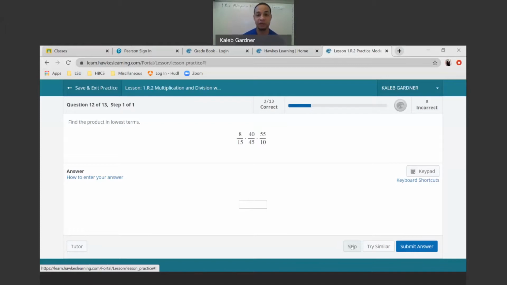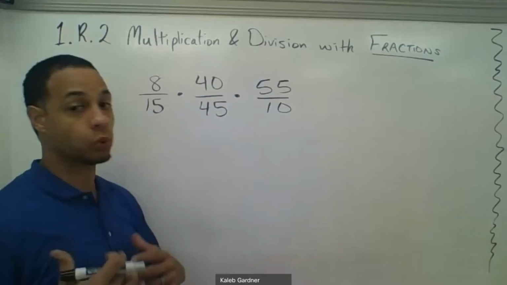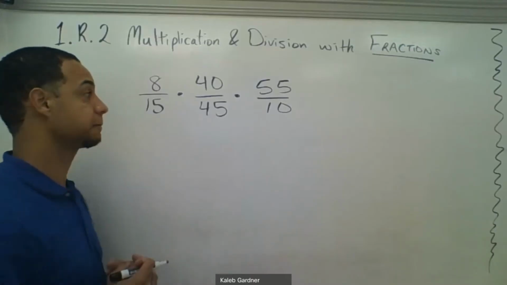Now listen, it's telling me that I have less than 2 minutes, probably closer to only 1 minute now. So I'm gonna work this problem out fairly quickly. Hold on, time. 8/15 times 40 over 45 times 55 over 10. Switching. All right, I'm going to work it out fairly quickly because I'm running out of time.